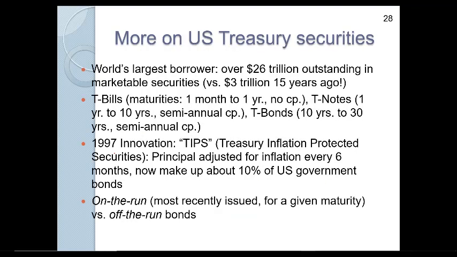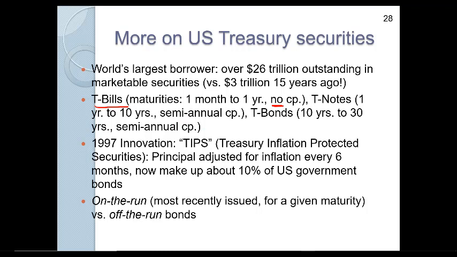More on US Treasury securities. As we saw before, the world's largest borrower is the US, 26 trillion, and compare that to the 3 trillion that they had 15 years ago. There are other types of securities. The T-bills, that's equivalent to CETES. These are short-term maturity, and there's no coupon in these instruments. There are the T-notes, treasury notes, which are the securities or bonds that go from 1 to 10 years. And then we have the treasury bonds. Those go from 10 years to 30 years. The last two pay semi-annual coupons.